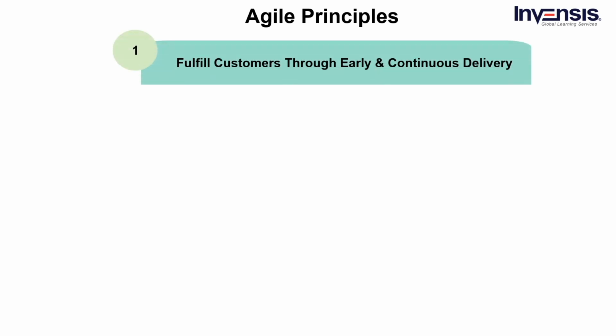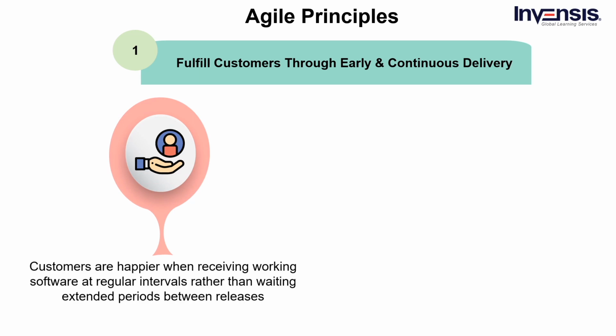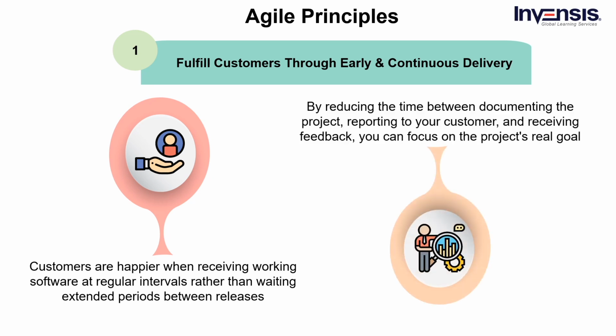Fulfill customers through early and continuous delivery. Customers are happier when receiving working software at regular intervals, rather than waiting extended periods between releases. By reducing the time between documenting the project, reporting to your customer, and receiving feedback, you can focus on the project's real goal, delivering what the customer wants, not what you planned. To keep the customers cheerful, it's important to continuously engage them with a working version of the product. Show slight increments every sprint planning and make changes as required.